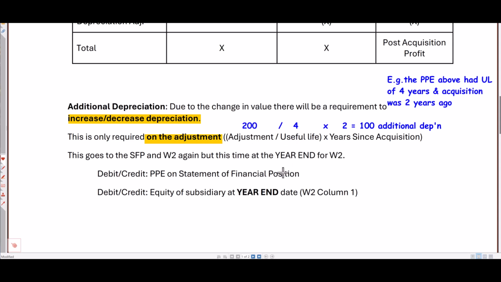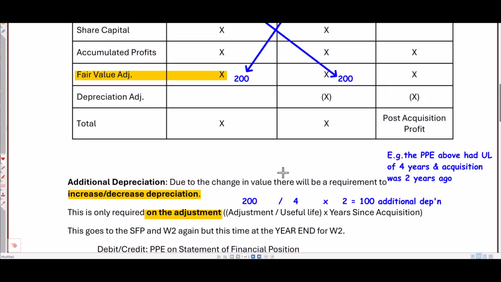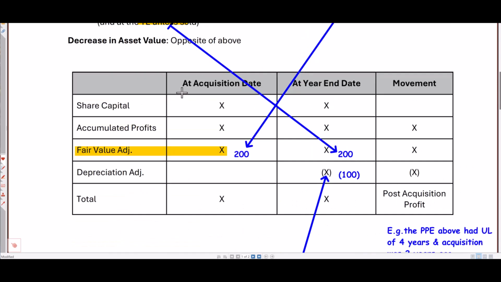Now, be careful with it. Where does it go? Well, it takes time for the depreciation to happen. It will go in at the year end. Okay, so that's it there. So my adjustment in there for the additional depreciation would be 100 to reflect the 2 years' worth of depreciation between the acquisition date and our year end date.